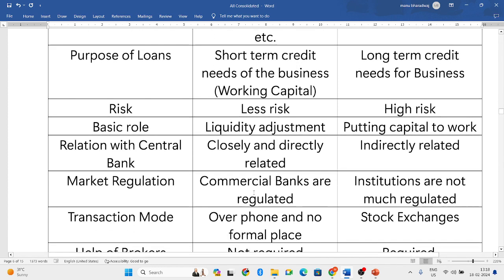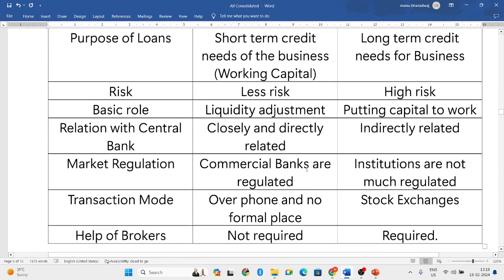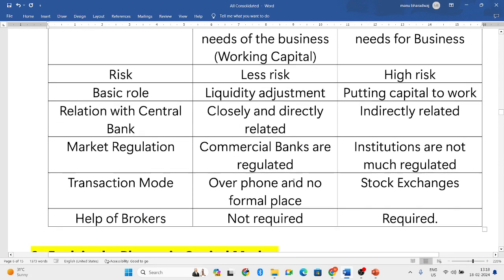Next, market regulation. So commercial banks will be regulated. RBI will regulate these commercial banks, whereas these institutions are not that much regulated. So in capital market, the institutions are not that much regulated. In money market, the transactions take place over the phone. In a phone call only, you can do the money market transactions. There is no fixed or formal place for money market.